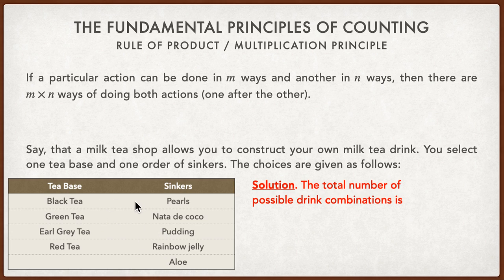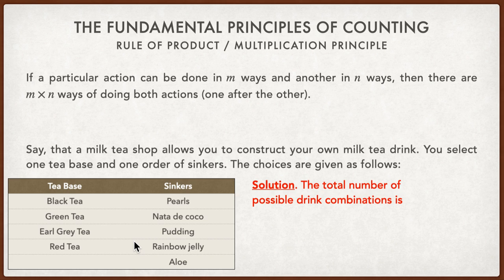So imagine that I'm drawing lines from black tea to rainbow jelly, black tea to aloe. From the green tea, you can also imagine lines going to the pearls, to the nata de coco, to the pudding, and so on. And then you do that with all the tea bases and sinkers, and then you try to count the number of lines. Counting the lines can be tedious to do, and it will be a lot of lines between them. So what can we do?